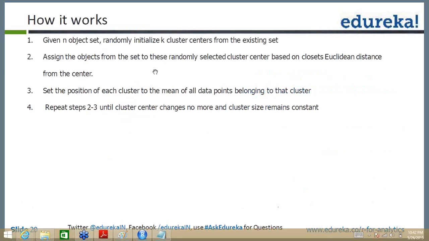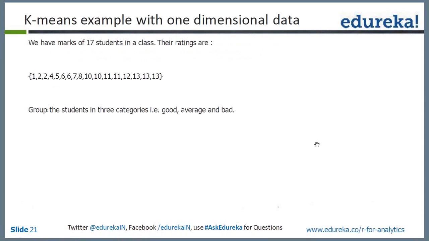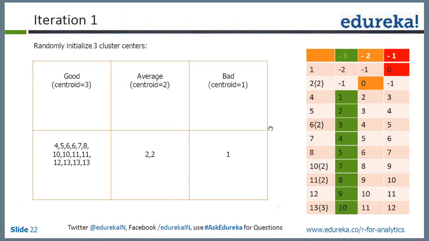Let's look again at how it works. Randomly, the initial points, as I told you, then it starts iterations. The cluster size remains constant until there are no more changes. It keeps repeating, and every time there's a new center. Look at this example: there are marks of 17 students in a class. Group the students as good, average, bad. This is another example.